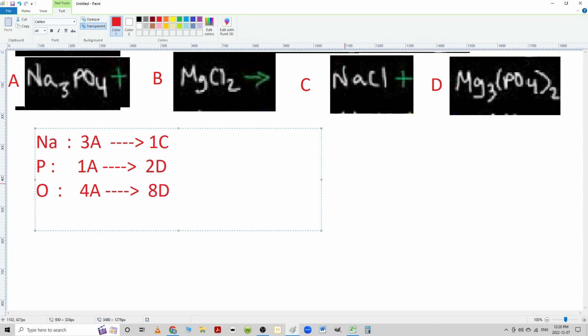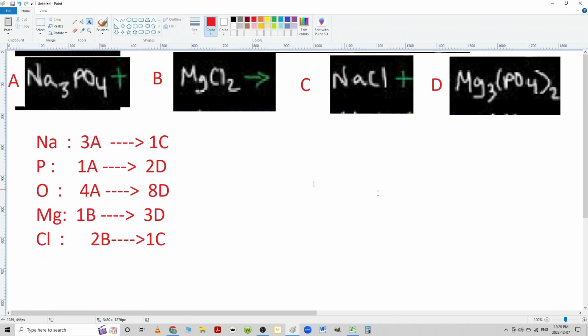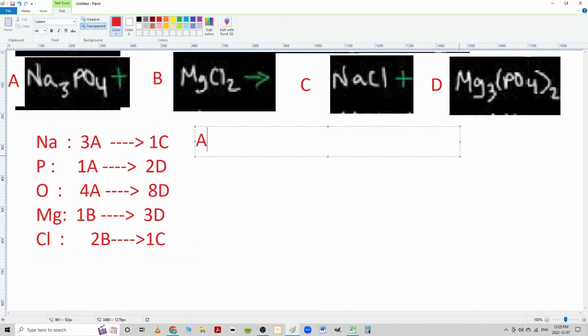And so that's that part. Now magnesium, I can see is with the B, and there's only 1 of them. And on the right side, my magnesium has 3 of them with the D. And that's it. And then finally, chlorine. On the left side, I have 2 chlorines with the B. And on the right side, I have 1 chlorine with the C, and that's it. So I go back up top, and I make my A equal to 1. That's how you start it. That's just how you solve it.